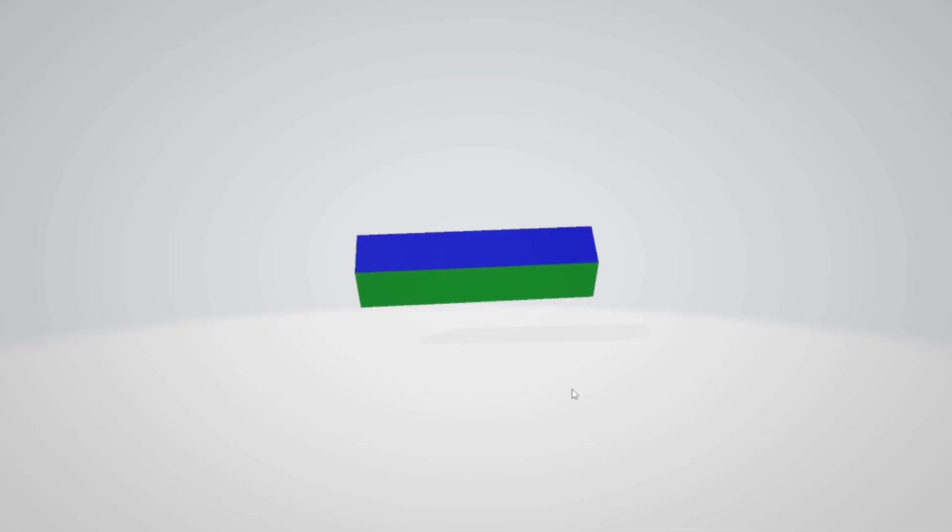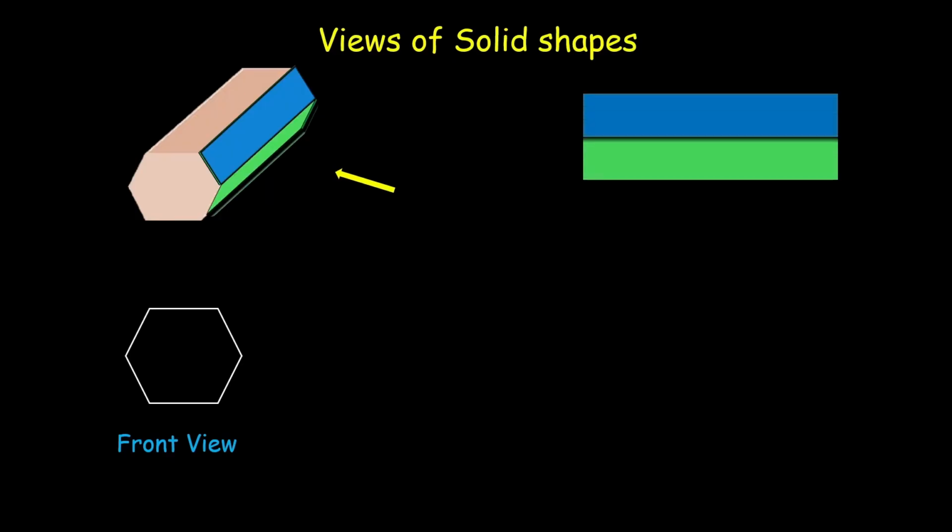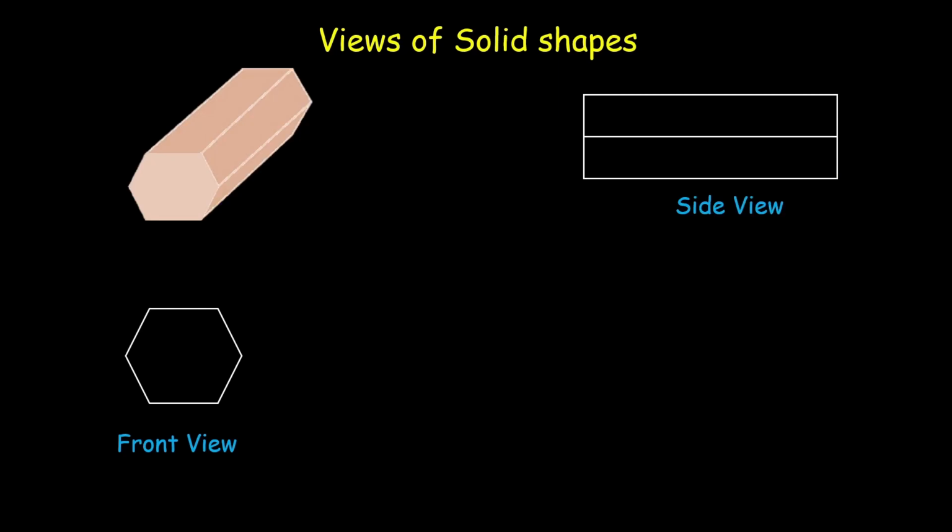Let's draw these in 2D. Yes, so we saw these two rectangles, the blue one and the green one. So let's draw them. A blue rectangle and a green rectangle right beneath it. So this becomes our side view. Let's remove the colors. This is our perfect side view. Now comes the top view.